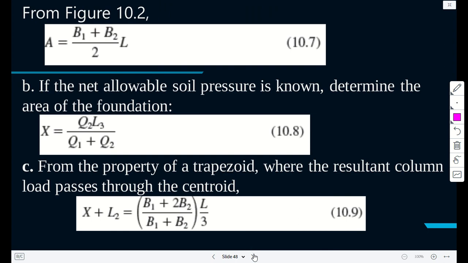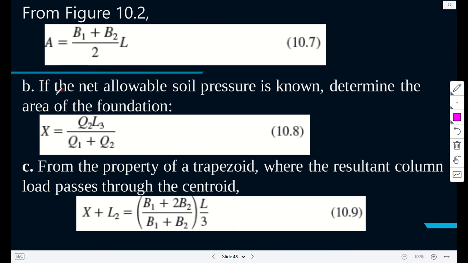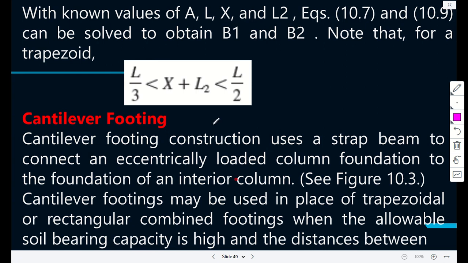You need to at least attempt to prove, not even prove, the area of this. It should be fairly straightforward. And then again, x bar is obtained from the same idea. And from the property of a trapezoid, where the resultant column load passes through the centroid, this has to be true. So with the known values of A, L, x bar, and L2, equations 10.7 and 10.9 can be solved to obtain B1 and B2. Note that for a trapezoid, this has to be true.